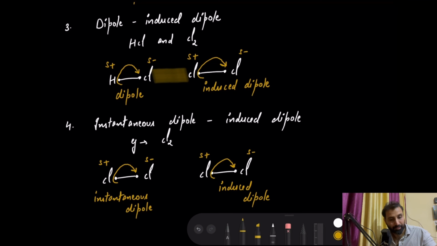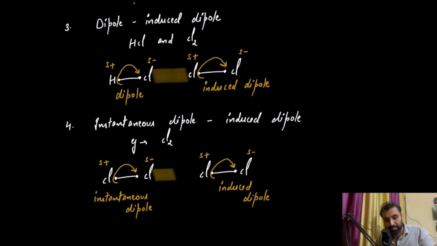So now there will be the interactive forces between the instantaneous dipole and the induced dipole, between the poles having opposite charges. That is the delta negative Cl of the instantaneous dipole and the delta positive Cl of the induced dipole. So we got the interactive force, that's the instantaneous dipole and induced dipole interaction.